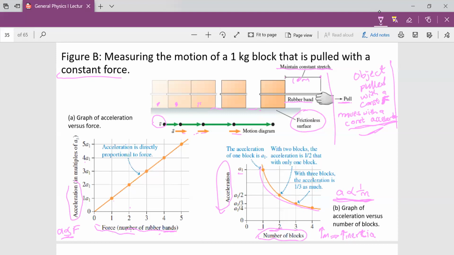We made it 3, the acceleration reduced by 3. 4, acceleration reduced by 4. You see that the increase in one is leading to an equivalent ratio of decrease in the other. So this relationship was established as inverse proportionality. So acceleration was now established to be inversely proportional to mass.